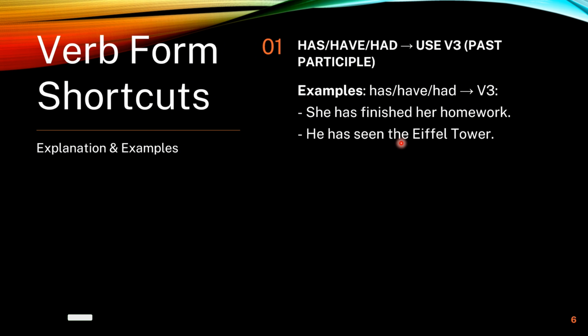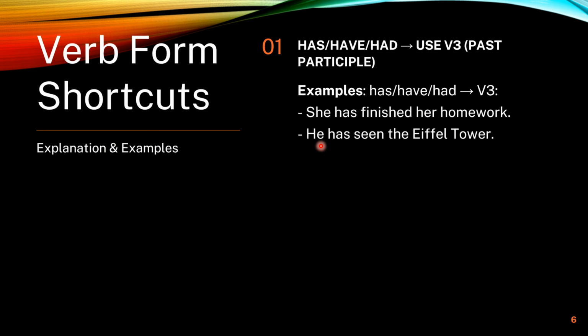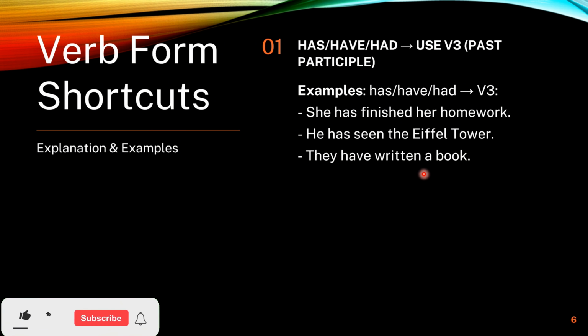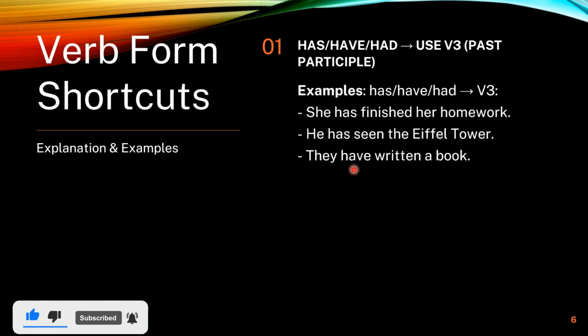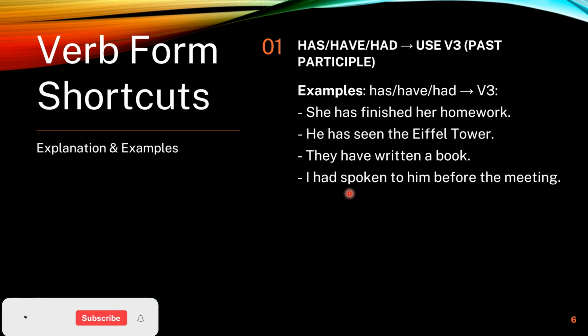Next, he has seen the Eiffel Tower, right? Has, we're using the third form of the verb. And who is performing the activity? We have mentioned in this sentence, he, right? They have written a book. They. Who is doing the activity? They. And then we have have. With have, we're using the third form of the verb. Have written a book. I had spoken. Had. Third form of the verb. Spoken to him before the meeting.